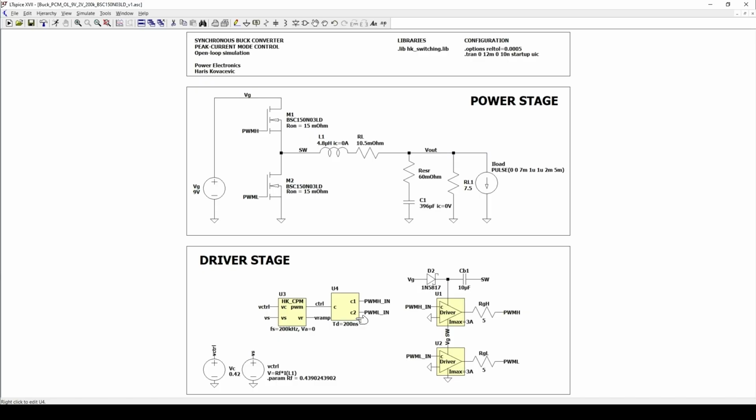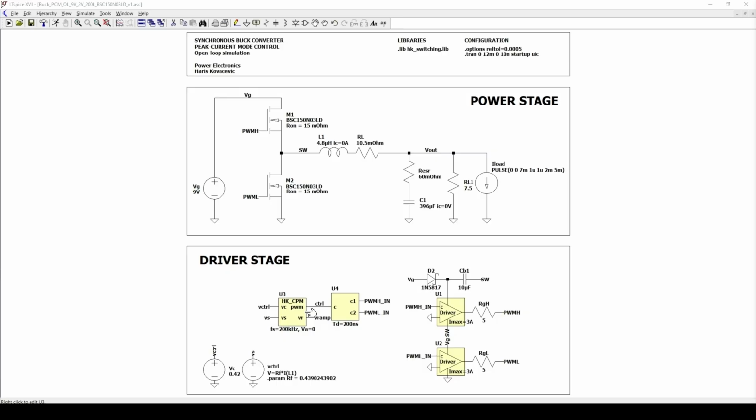Let's go through the structure first. The schematic can be divided into two main parts. At the lower part of the schematic, we have the peak current mode modulator, the PWM logic, and associated timing and gate driver circuitry. On the upper part, we have the synchronous buck power stage itself. We will start with the modulator because this is the heart of the peak current mode control.